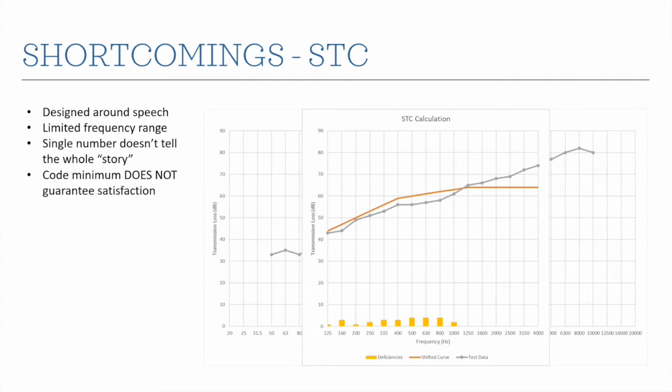And again, going back to that quote at the very beginning, the code minimum does not guarantee satisfaction. If we're building condominiums and people are expecting high levels of sound isolation between spaces, especially people who are downsizing from a single family residence and moving into condominiums, they still bring with them that expectation of the sound isolation and the quiet that they had in a single family residence. Well, a condo building is a totally different environment. And the code minimum is not going to give you anywhere near that sort of quiet solitude that you had from a single family residence.